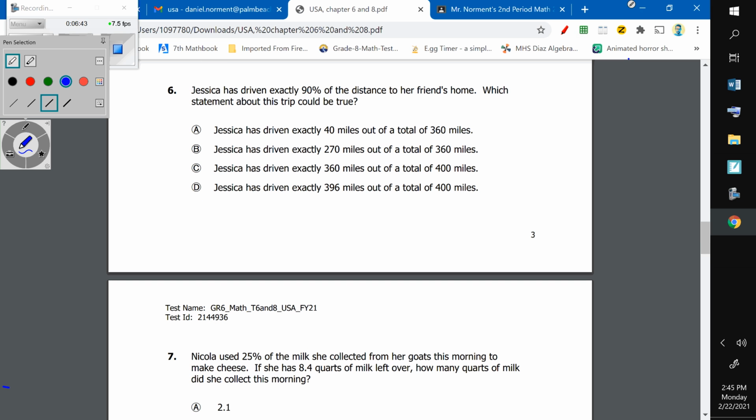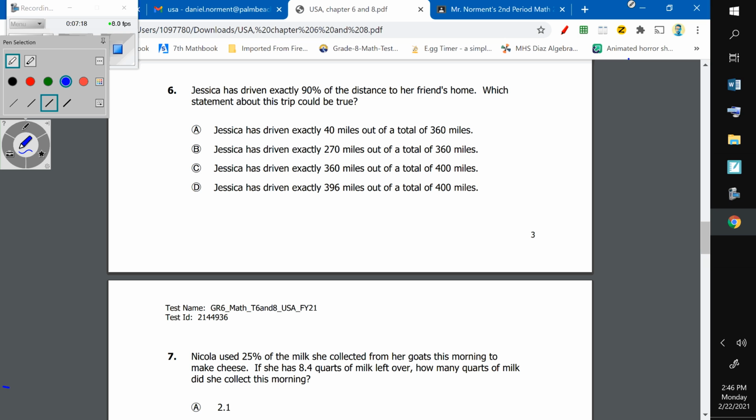Number 6. Jessica has driven exactly 90% of the distance to her friend's home. Which statement about this trip could be true? A. Jessica has driven exactly 40 miles out of a total of 360 miles. B. Jessica has driven exactly 270 miles out of a total of 360 miles. C. Jessica has driven exactly 360 miles out of a total of 400 miles. D. Jessica has driven exactly 396 miles out of a total of 400 miles.